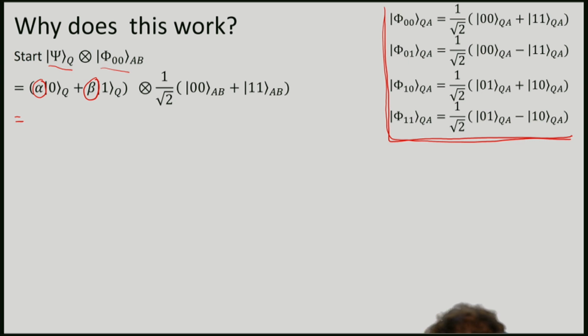So if I do this, note that what I get here is, with the 1 over square root 2 in front, alpha 0 0 0, plus alpha 0 1 1, plus beta 1 0 0, plus beta 1 1 1.